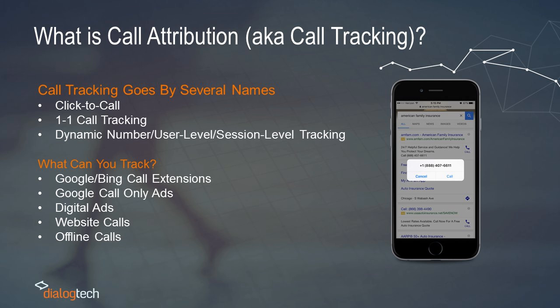It's kind of your basic way of just seeing, am I generating calls? A lot of people will start out with this to see if it's justified the further expense of going to user-level tracking. So dynamic number insertion, user-level tracking, session-level tracking are all kind of the same name for the same thing, and that is showing a number that's unique to an individual who sees an ad, comes to a website, gets an email, whatever that may be.